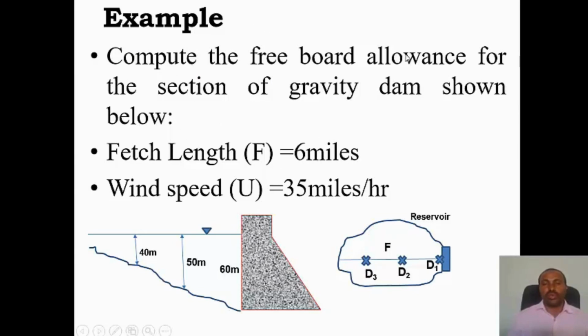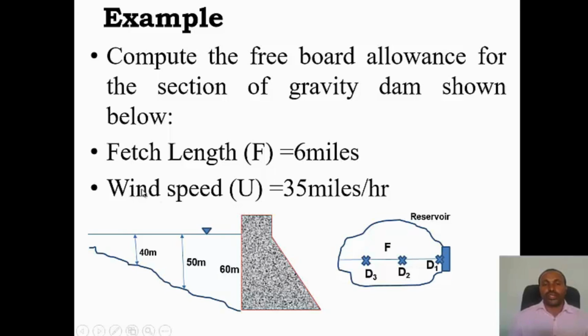Compute the freeboard allowance for the section of gravity dam shown below. You have fetch length of 6 miles and wind speed of 35 miles per hour. You have a side slope, an inclination of 0.7 to 1, 0.7 horizontal, 1 vertical. Then you have 3 depths; you will take the average depth.